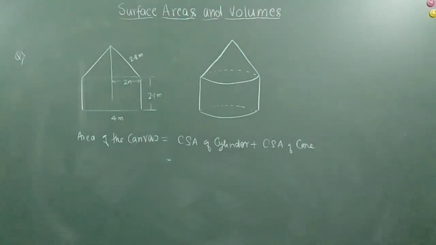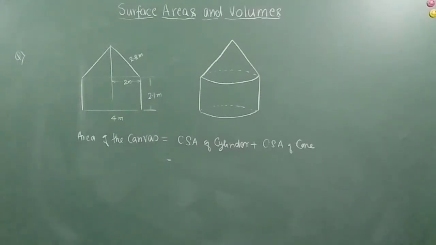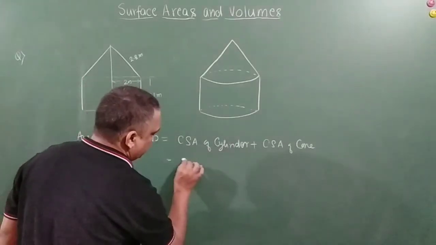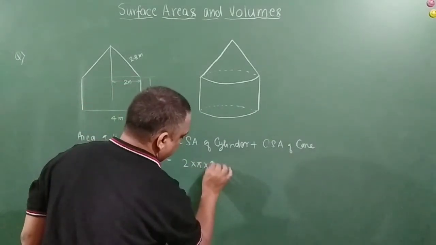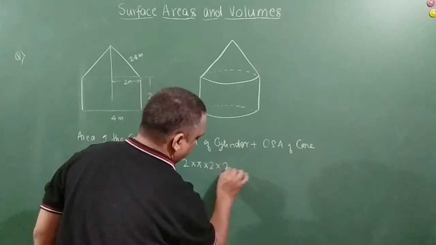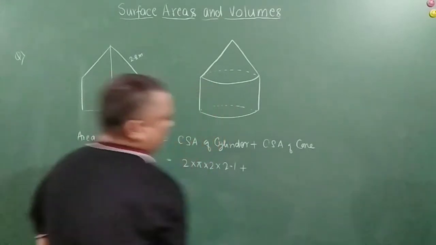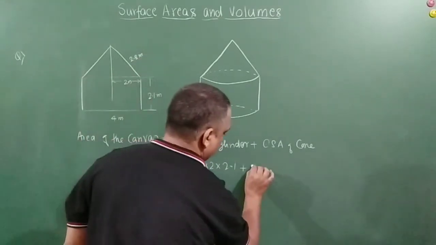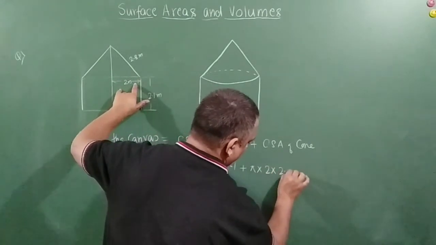This is 2 pi RH, correct? They are not making the roof, right? Diameter and slant height are given, find the area of the canvas used for making the tent. Yeah, they are not. So this is 2 into pi into R. R is nothing but 2, into H. H is nothing but 2.1. 2 pi RH. Okay. Plus this is pi RL. So pi into radius again is 2 into L is nothing but 2.8.